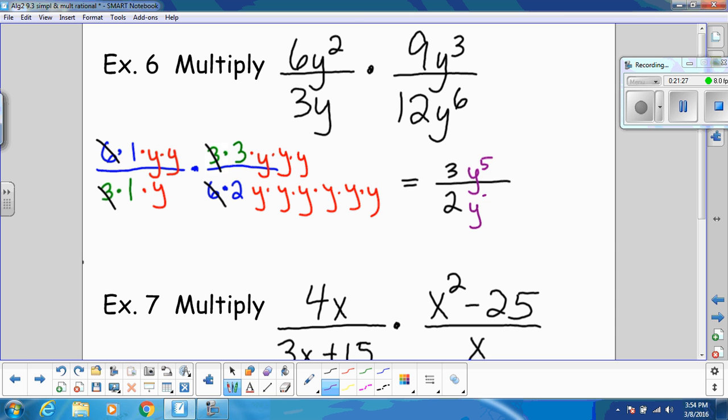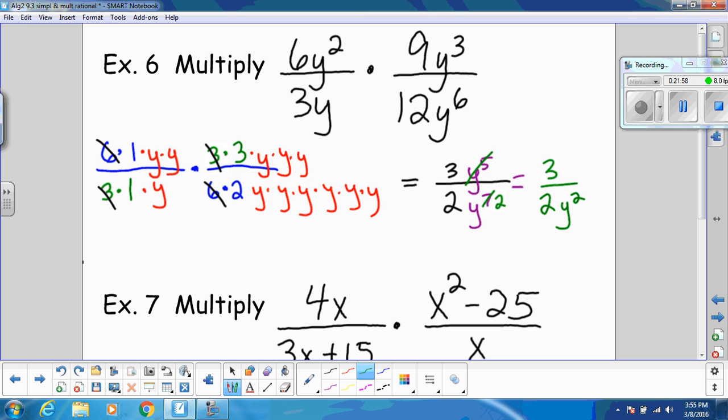And remember how we talked about exponents and how all we have to do is either add or subtract the difference between them when they're in the numerator and denominator. So I have 2 more y's down in the denominator than in the numerator. So all 5 of my y's in the numerator will cancel, and then 5 of them will cancel down here, and I'll be left with 2. So I'm going to have 3 over 2, and then I'm going to have y squared left in the denominator.